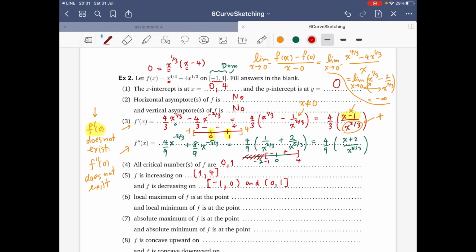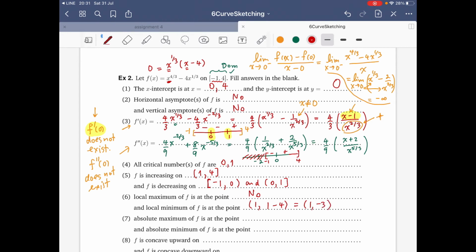So the local max: again, it is going down and then going up, so there's no hill, only a valley, so there's no local max. But a local min occurs when x is 1. You replace x by 1 in here, so you have 1 raised to the power 4/3 minus 4, which is 1 minus 4, or -3.